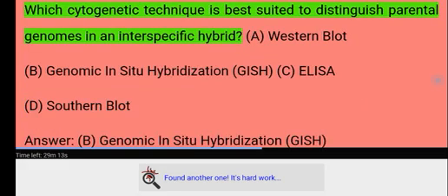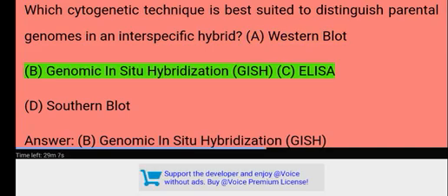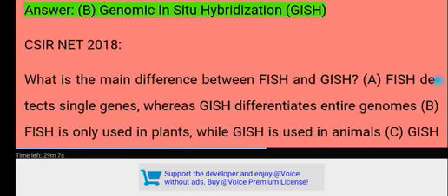Which cytogenetic technique is best suited to distinguish parental genomes in an interspecific hybrid? A. Western blot. B. Genomic in situ hybridization, GISH. C. ELISA. D. Southern blot. Answer: B. Genomic in situ hybridization, GISH.